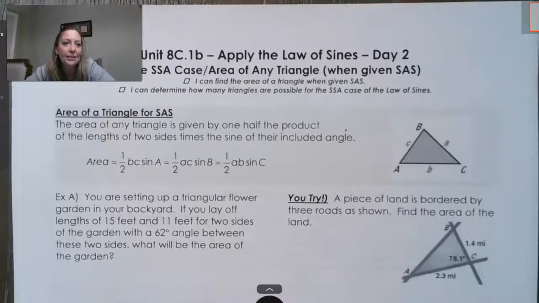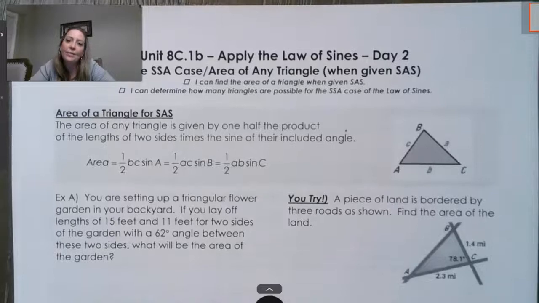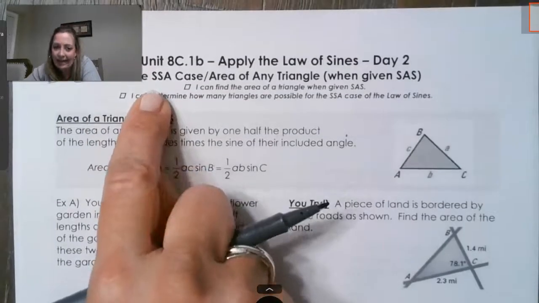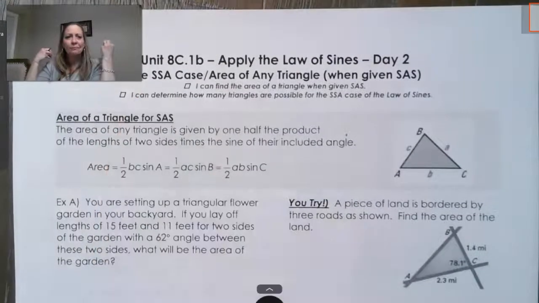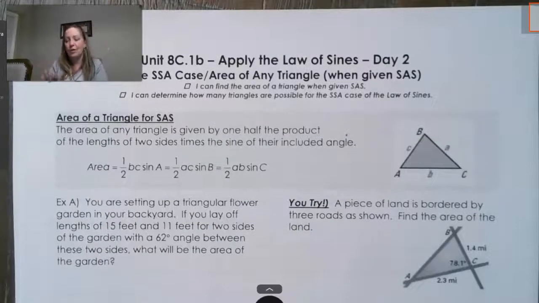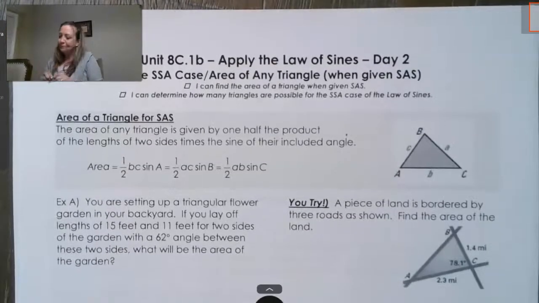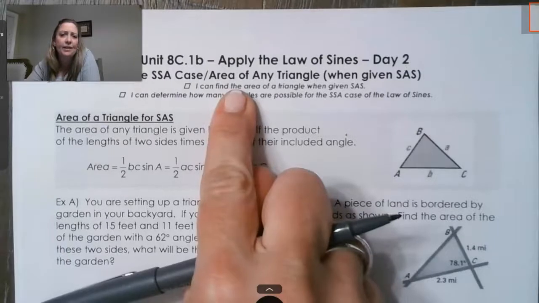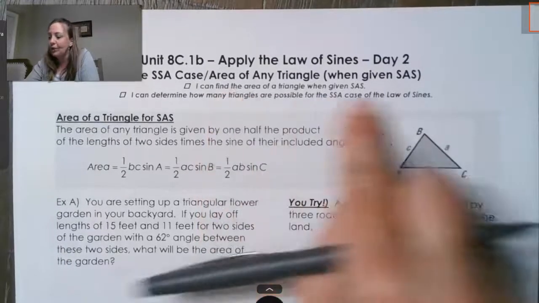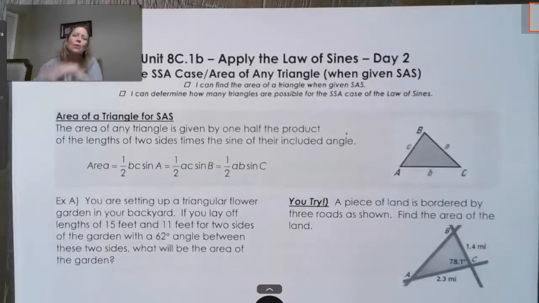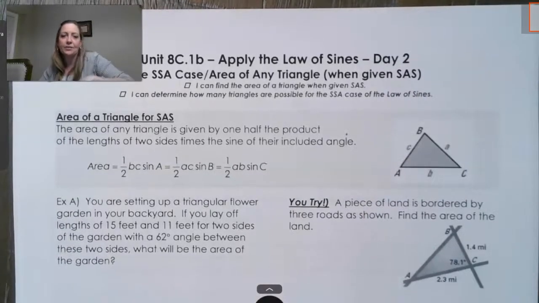Today we're going to be continuing our practice with the law of sines, and today we're going to be looking at the SSA case. But before that, because there's not much I want you guys to do with the SSA case today other than just determine the number of triangles, I'm going to also throw in the area of any triangle when you're given SAS, so when you're given side angle side. We'll come back to this later in this unit, but still.